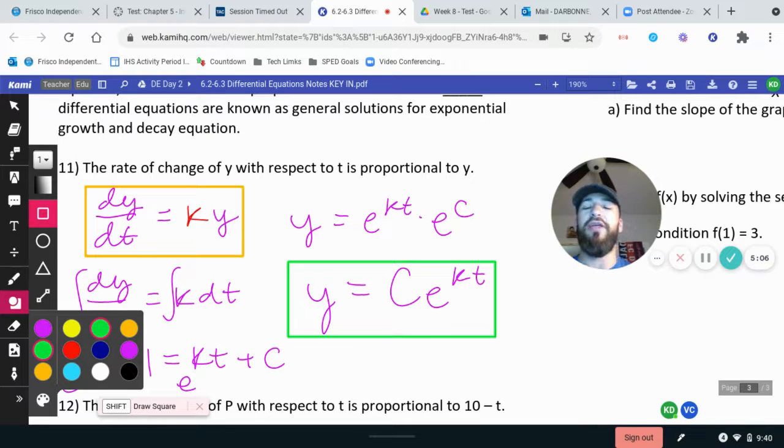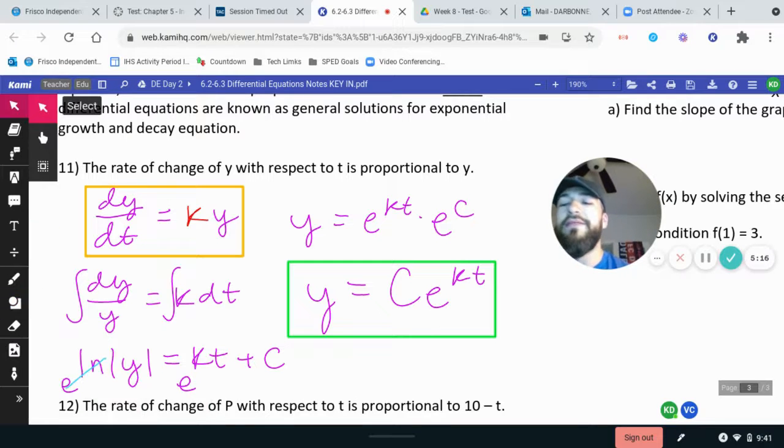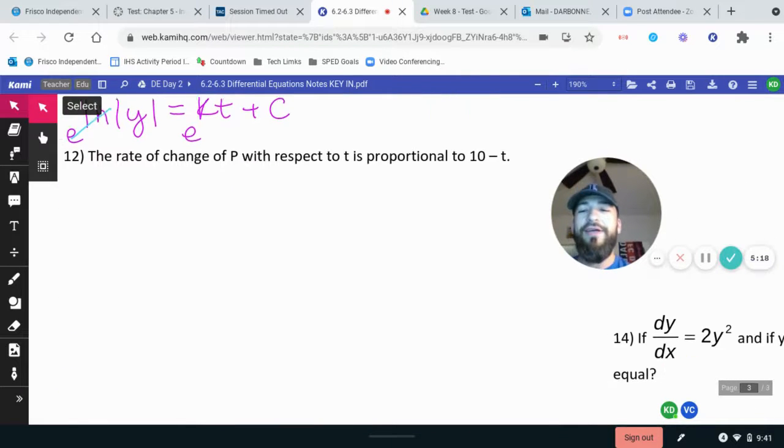You'll see that you're given two sets of data points so that you can solve for the two different constants you have. Okay, let's keep working. I've talked enough on number 1, so let's look at number 11. Okay, let's look at number 12.